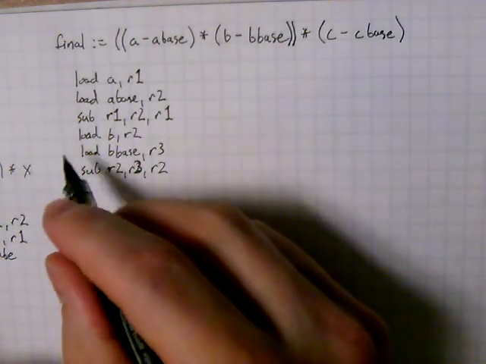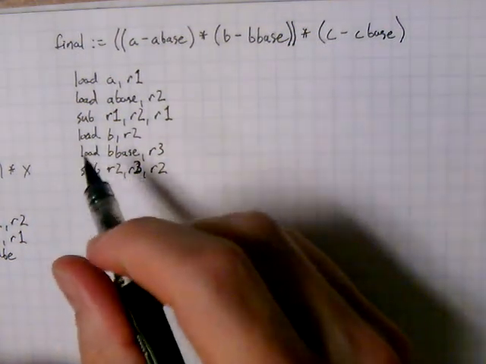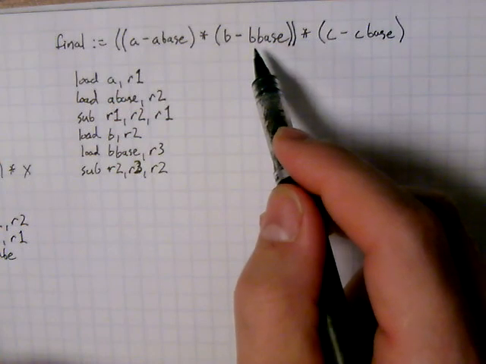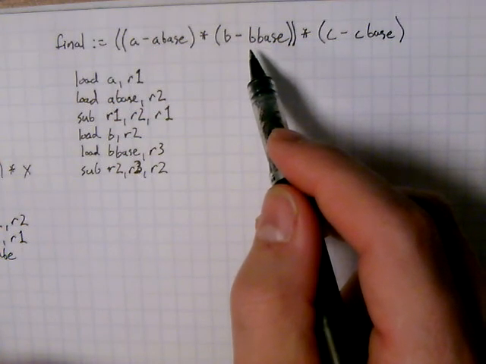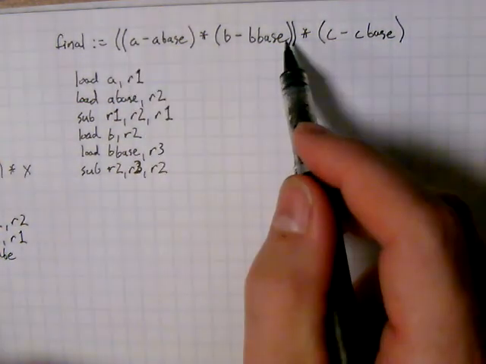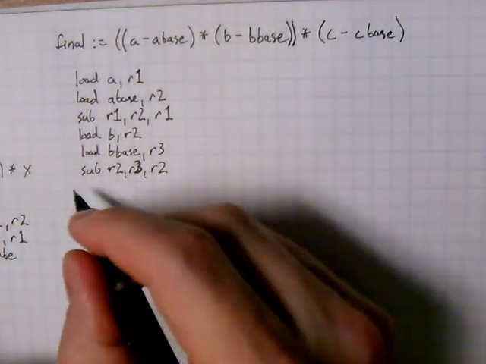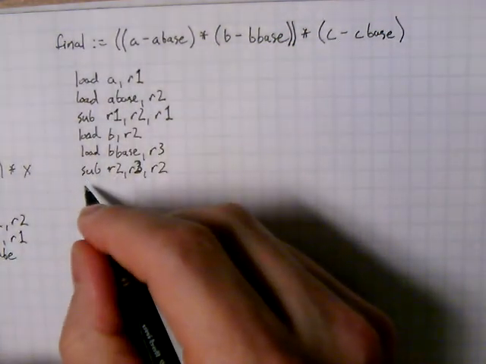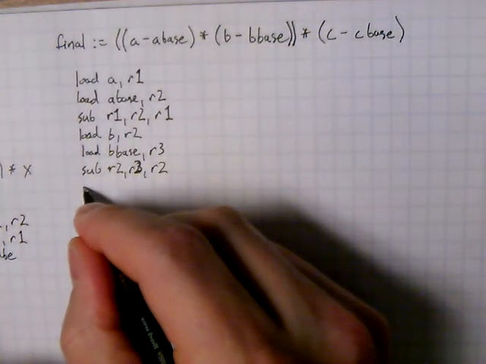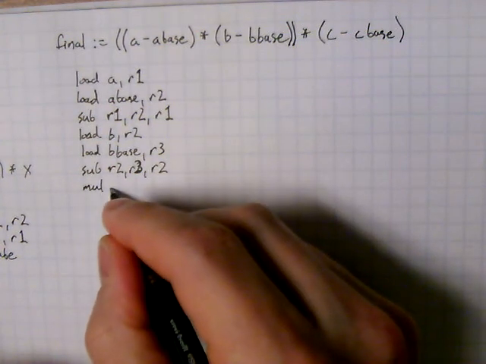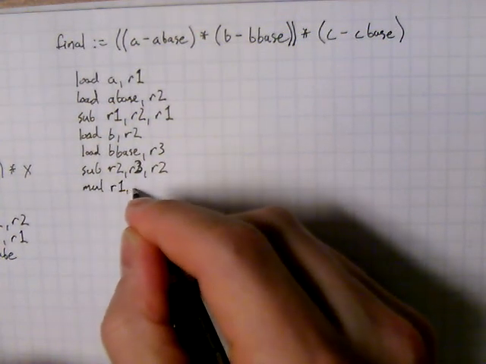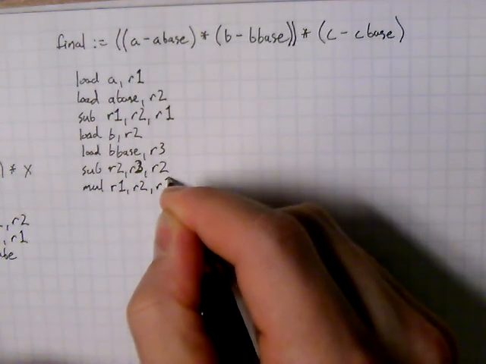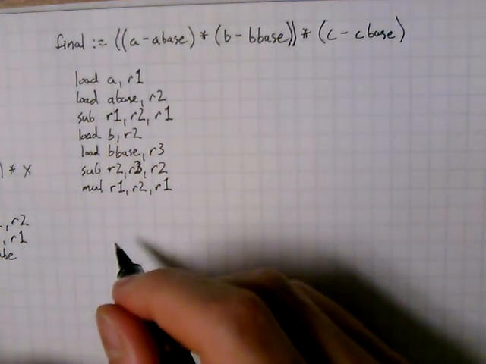And then we need to perform the multiplication. So we've done the subtraction of A base from A and B base from B. Now we need to multiply to find that product. And so we do that. We say mul, R1 by R2, and store that in R1. So now R2 and R3 are available again.